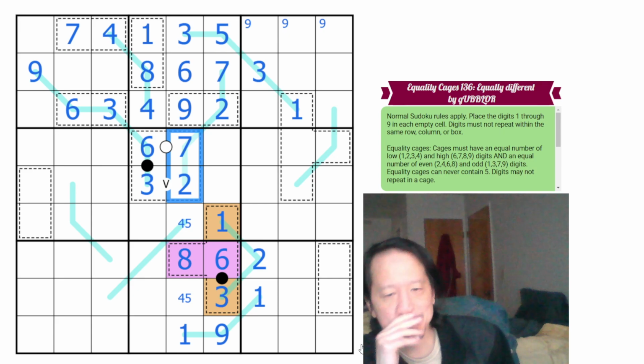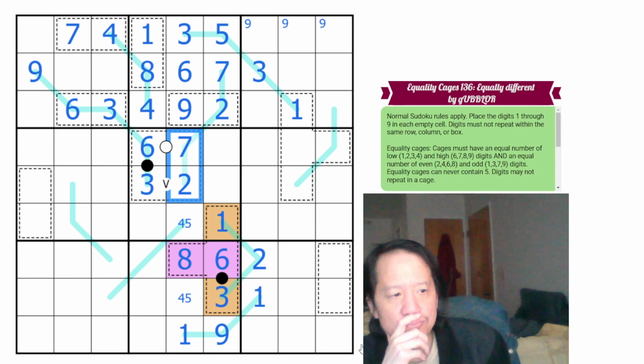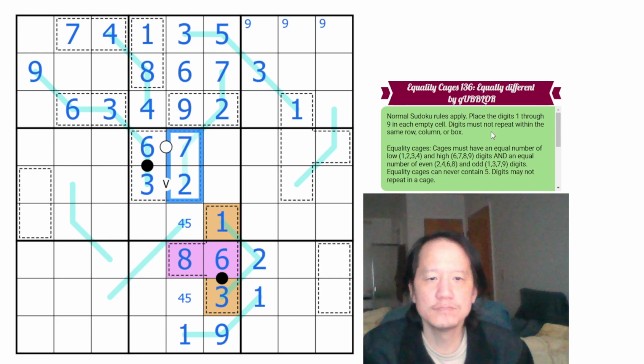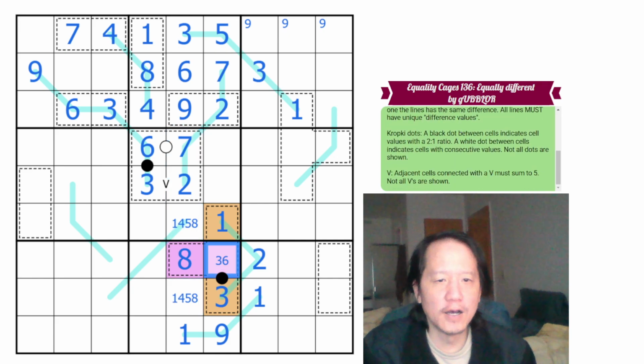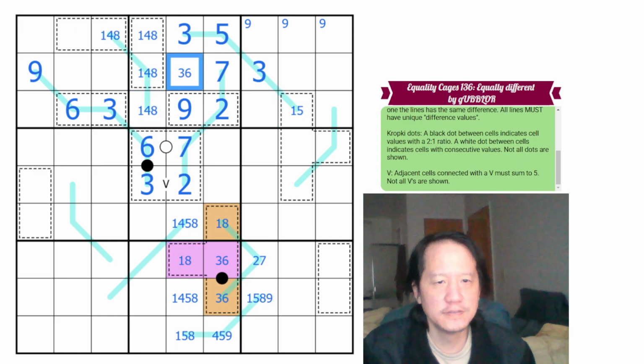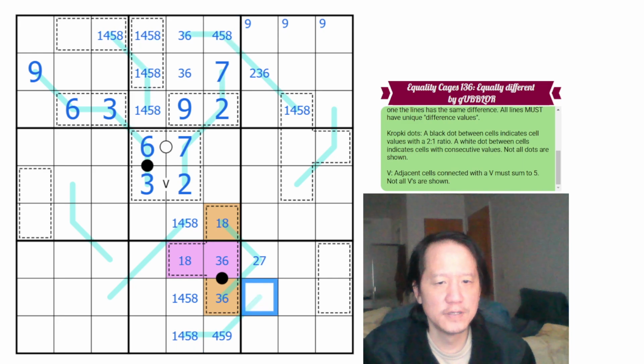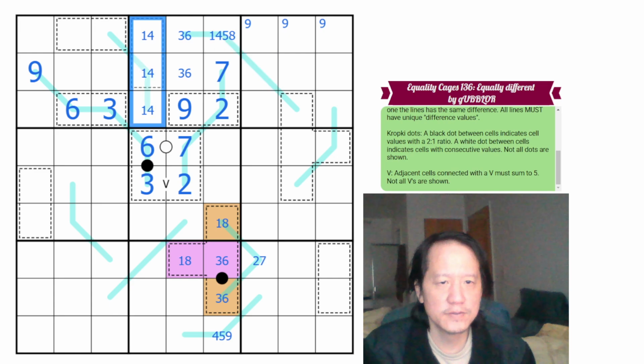Huh. That's not good. I broke something. Okay. I do still like this one, actually, though.